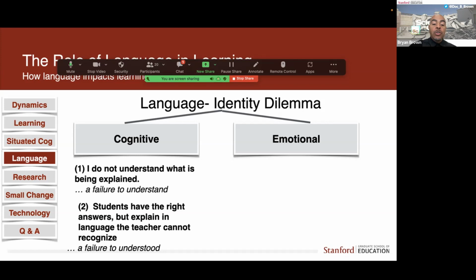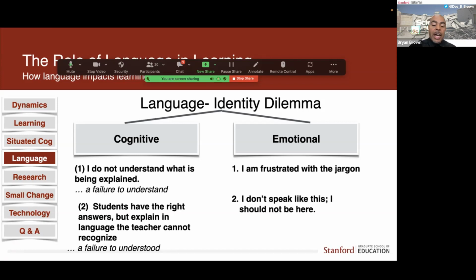There's a failure to be understood, right? Third, language is also communicating positions and identities and who we are. So if someone is talking to me, you've all experienced this, with a great deal of jargon, I'm frustrated. That tells me I'm not supposed to be here. It sends a psychological message that students should not be here. So I don't speak like this and I should not be here.